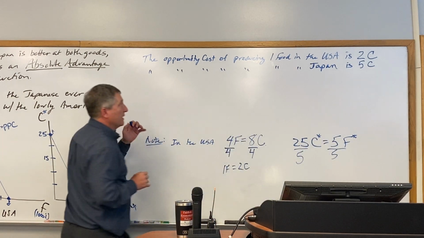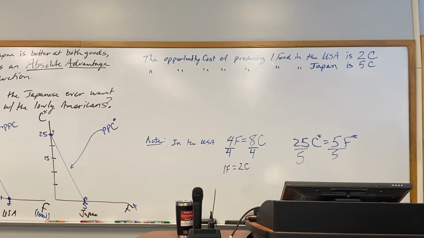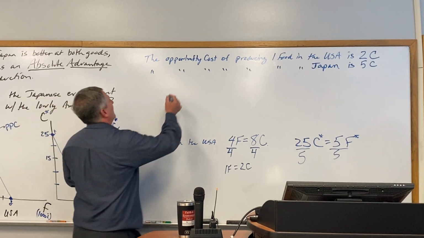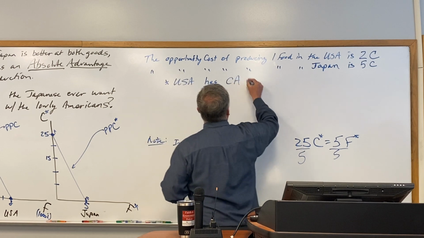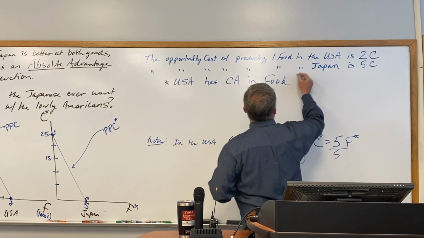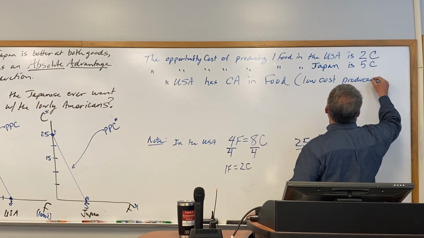So the cost of a food is 2 cars in the US. The cost of a food is 5 cars in Japan. Who's better at making food? Who's better at making food? The US is. How'd that happen? The Japanese were better at both things. Opportunity cost. Once we analyze the internal trade-offs here, we've got the USA has a comparative advantage in food. That means they are the low-cost producer in terms of what they have to give up.